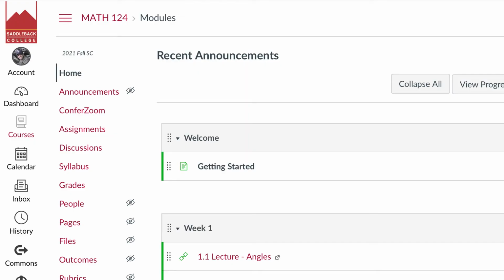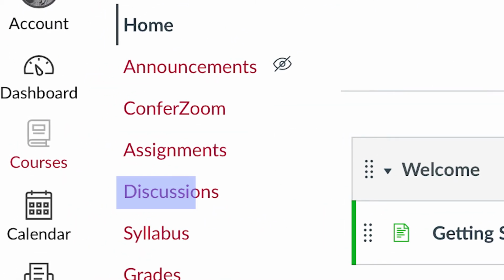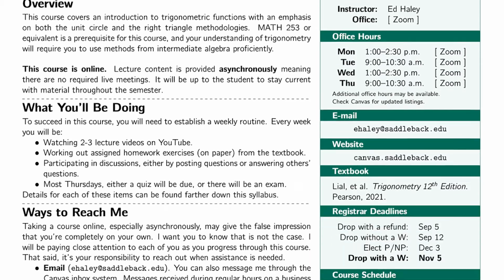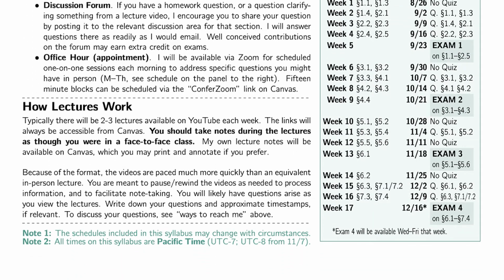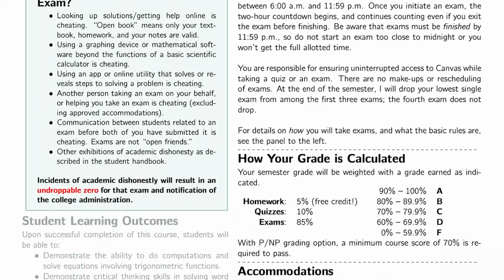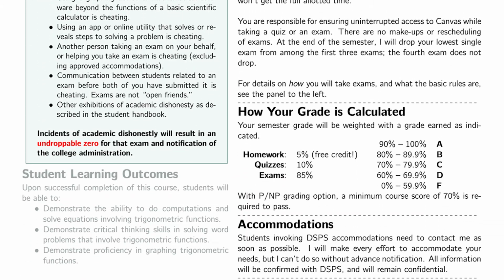Hopefully you've already accessed the syllabus, but if not, here's where you can find it. It's located in Canvas under Syllabus. The syllabus is designed to convey all of the important details and policies of the course. It explains everything that's in this video, but in greater depth. Now, let's start with the course schedule.